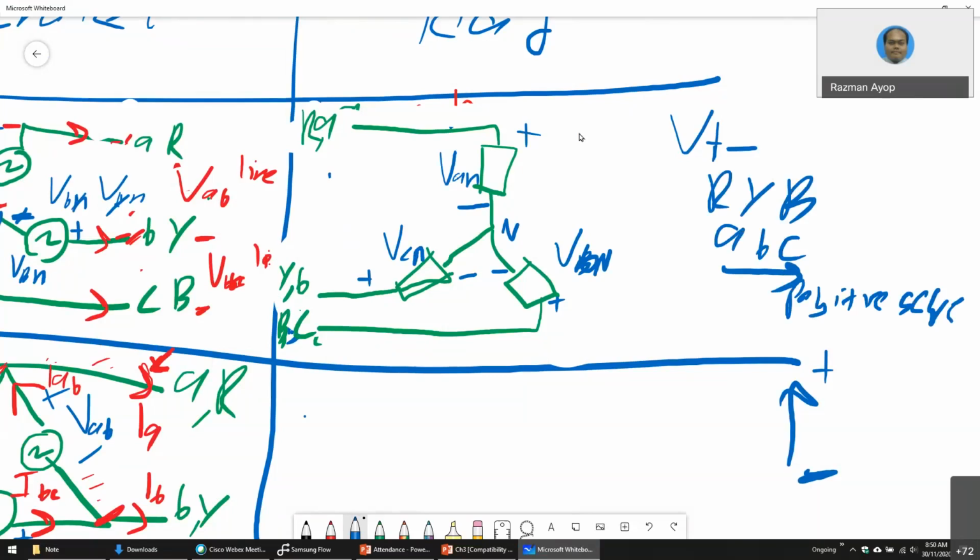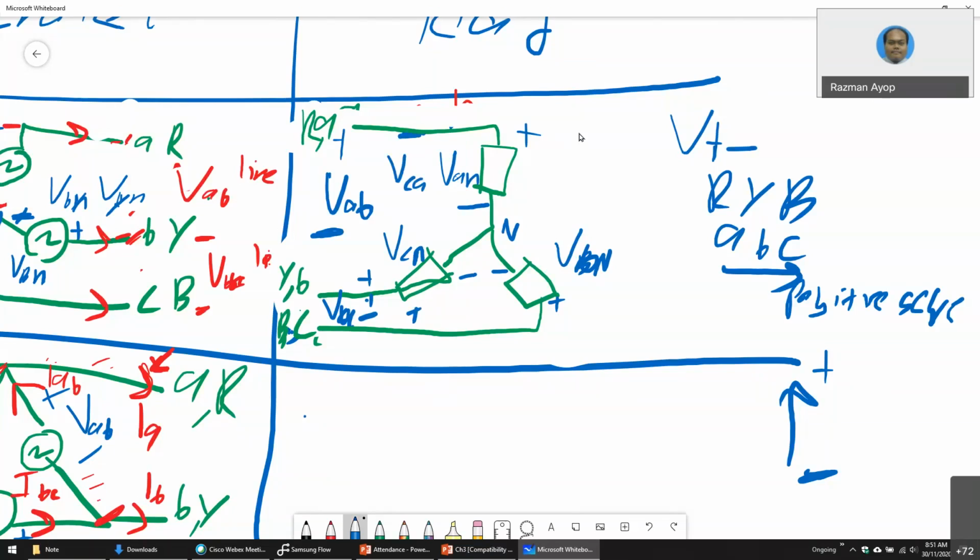Remember VAB, because we use positive sequence. VAB, positive, negative. VBC, positive, negative, and VCA, positive, negative. That is how you label a line voltage, different from phase voltage.